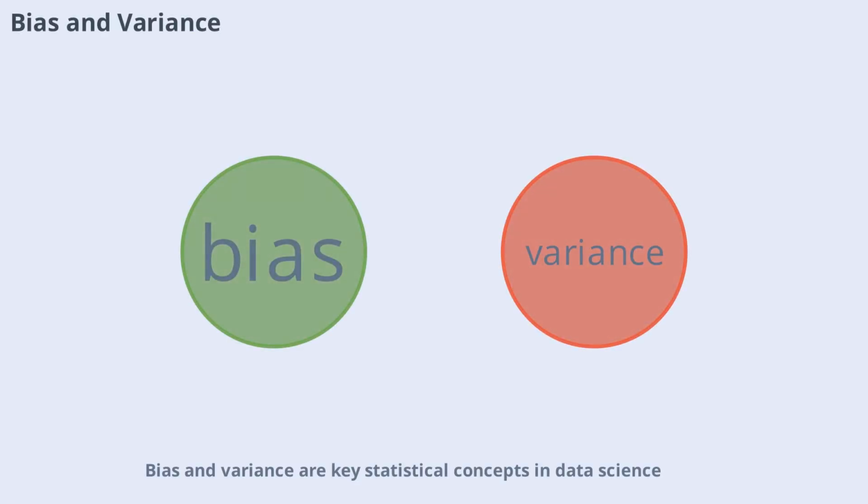Bias and variance are key statistical concepts in data science. Bias refers to errors from incorrect assumptions, while variance measures sensitivity to fluctuations in the data. Balancing bias and variance is essential for building models that are both accurate and robust. Understanding these concepts helps data scientists avoid overfitting and underfitting.